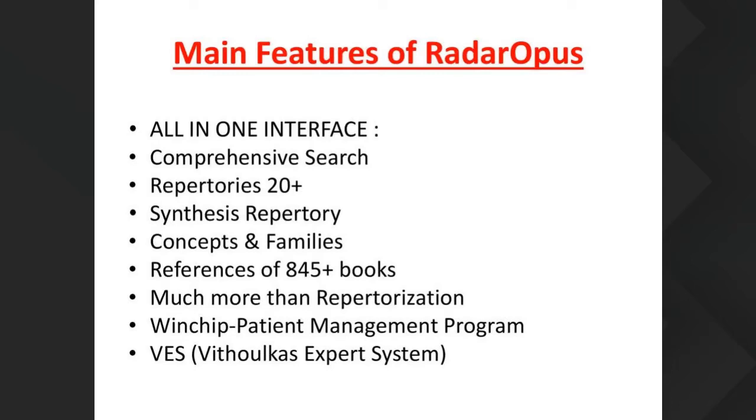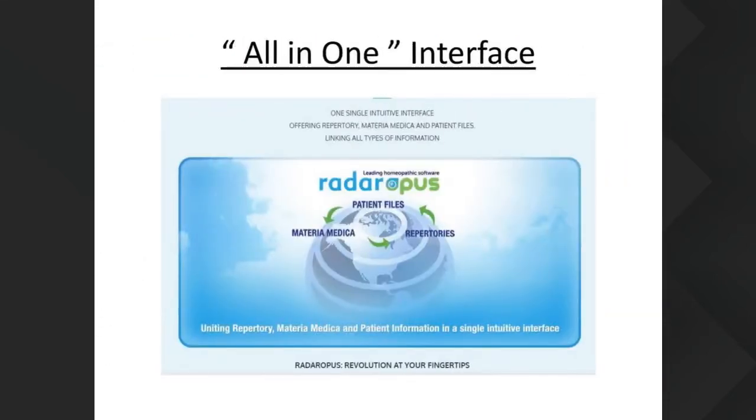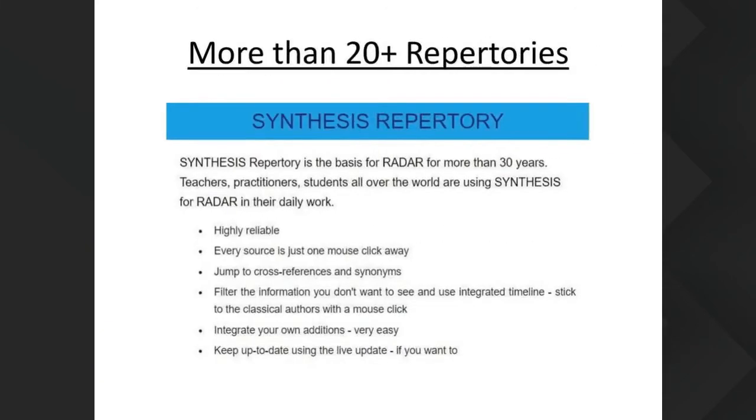The main features that Radar Opus covers: it has an all-in-one interface, a comprehensive search, and more than 20 repertories. You will be getting Synthesis, concepts and families, a reference section, 845 plus books, much more than repertorization, and the WinChip patient management program. Along with it, you will be getting the Vithoulkas Expert System in Radar Opus. It has a very beautifully designed all-in-one interface. More than 22 repertories you'll be getting in Radar Opus.